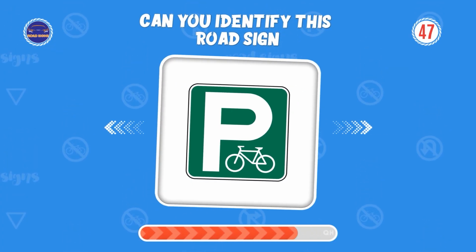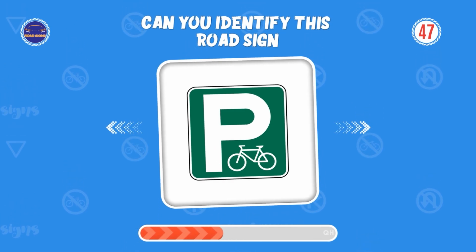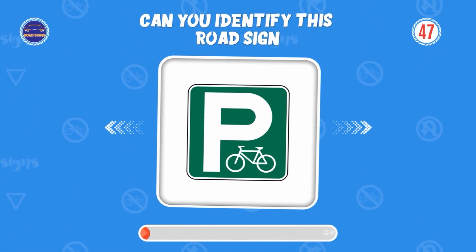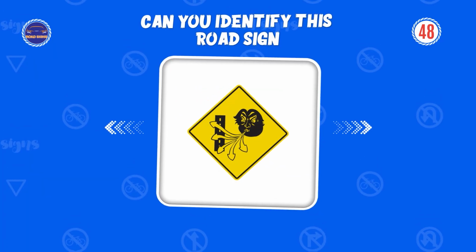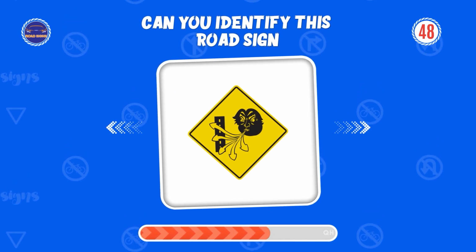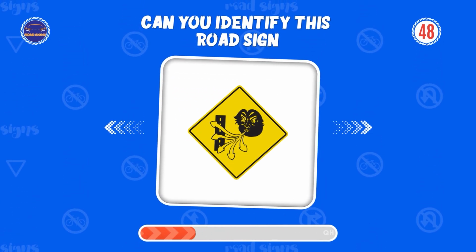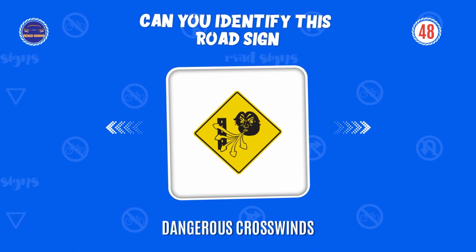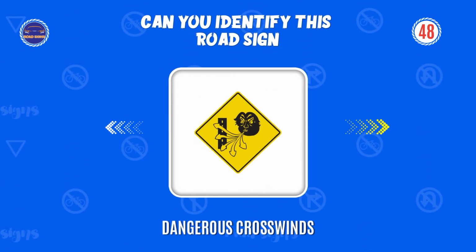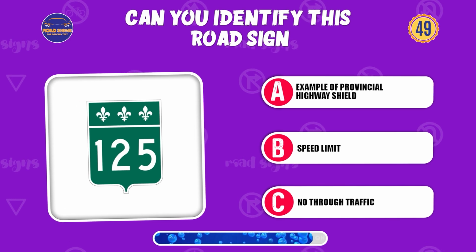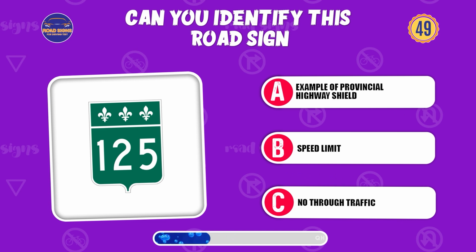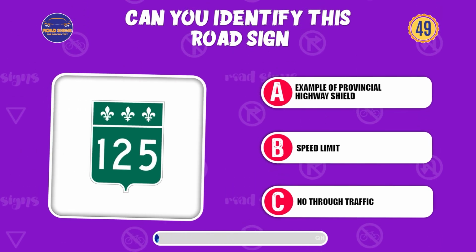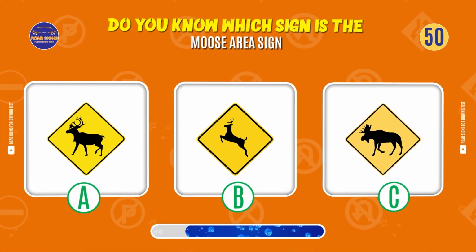What facility is indicated by this sign? B. Bicycle parking. What driving condition is warned about on this sign? Dangerous crosswinds. What type of highway marker is shown on this sign? A. Example of provincial highway shield. Do you know which sign is the moose area sign?